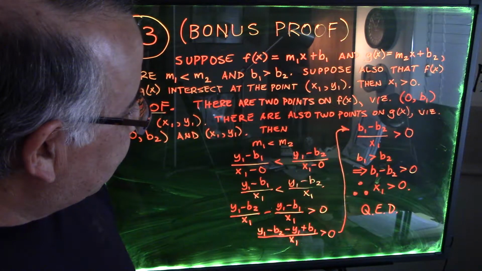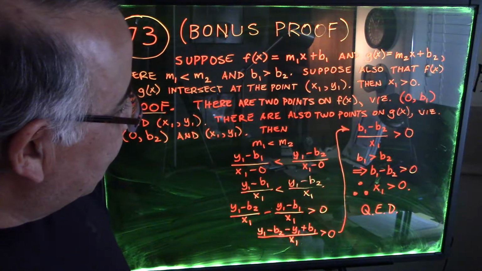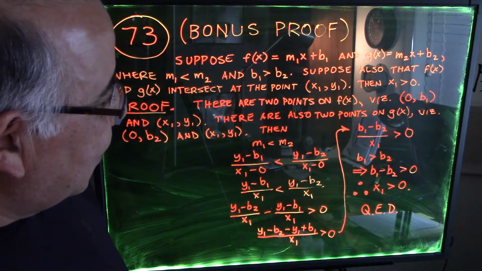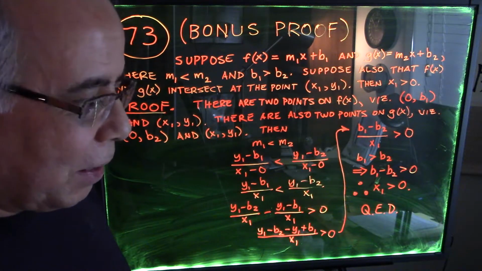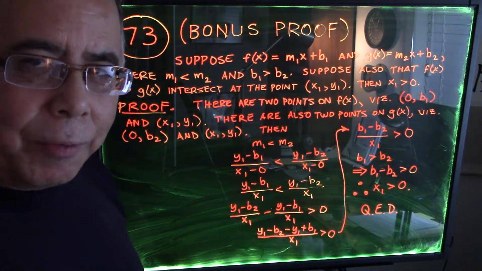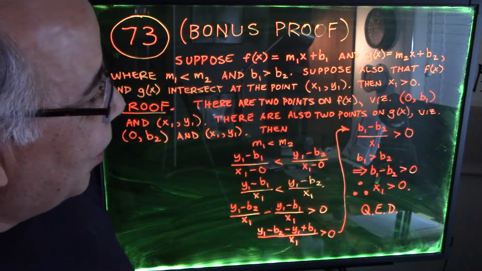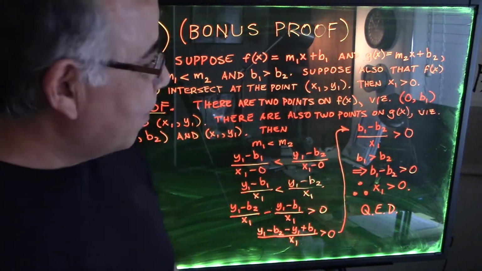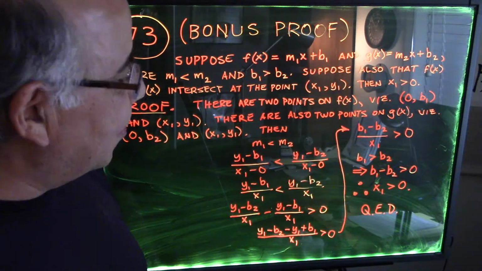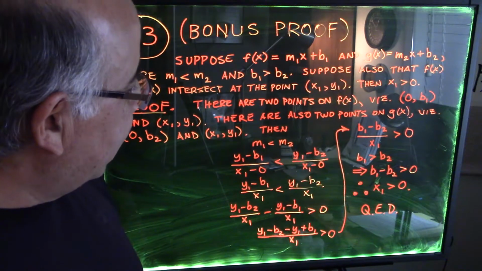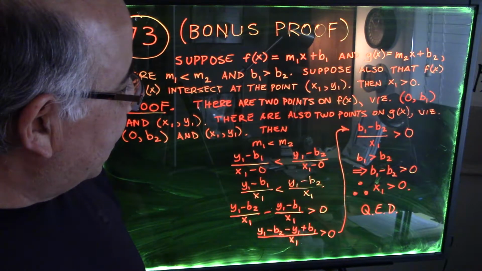And you can prove something similar for the other case. What about when the point of intersection is to the left of the y-axis? When the conditions change a little bit, you can also prove that case doing something similar to this, or maybe you can come up with another way to prove it. But there you go.